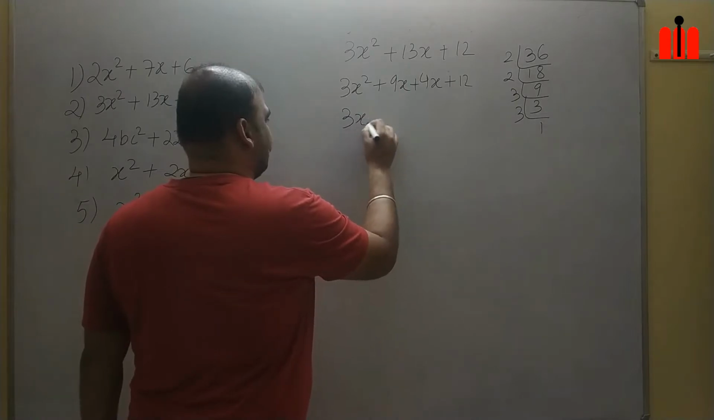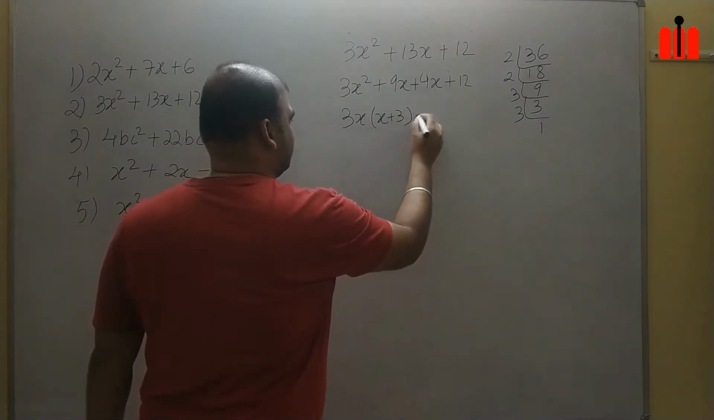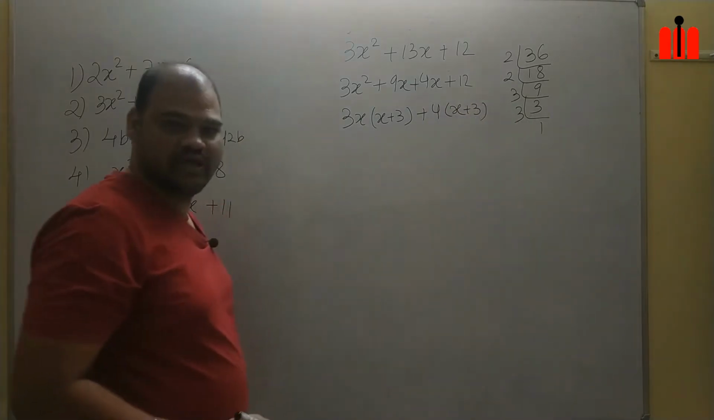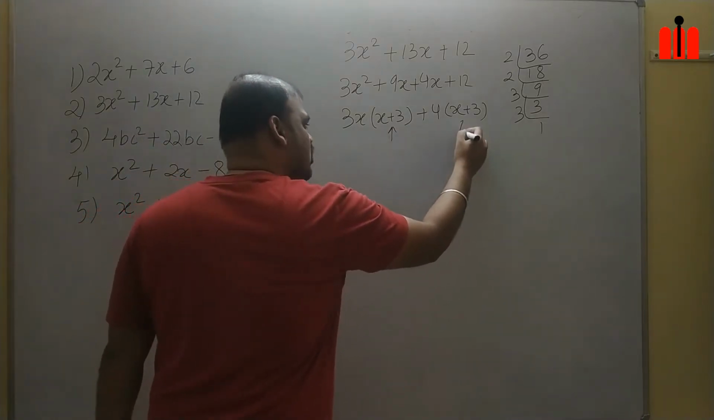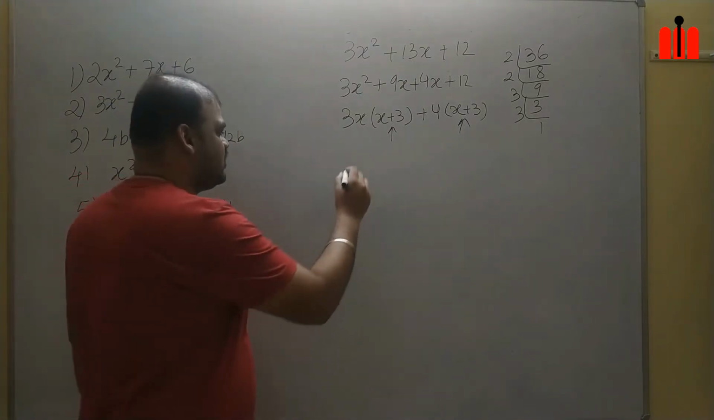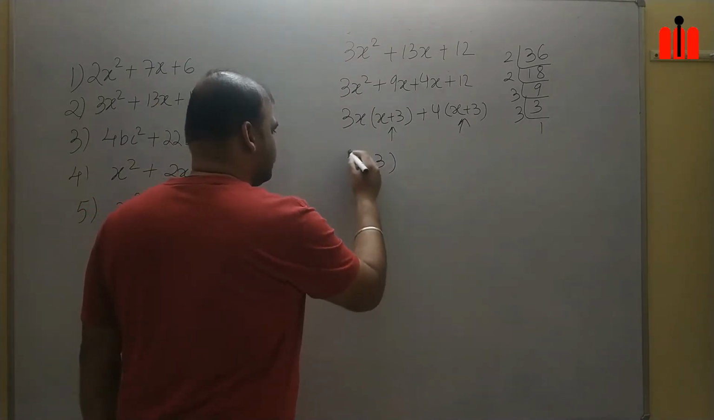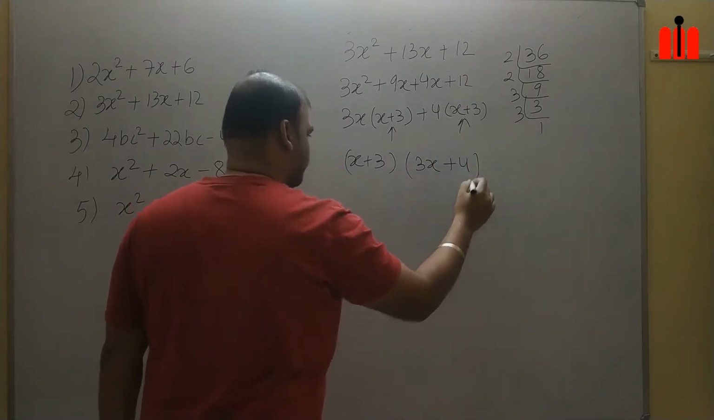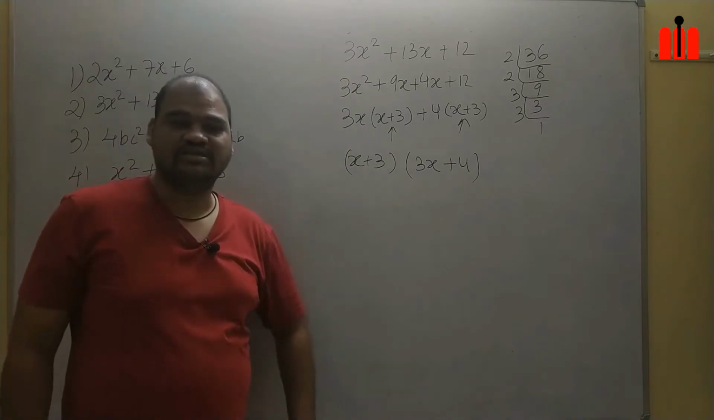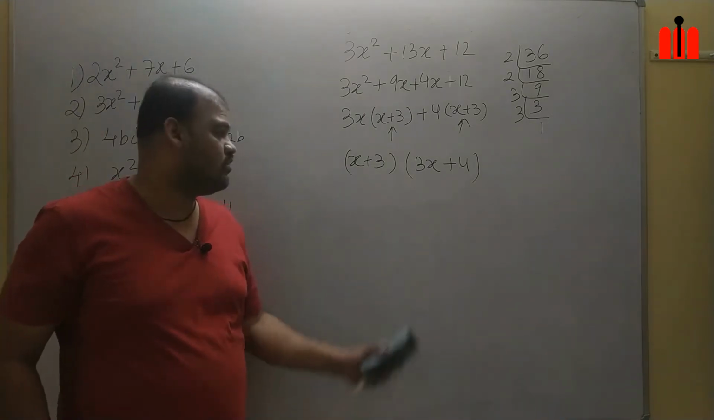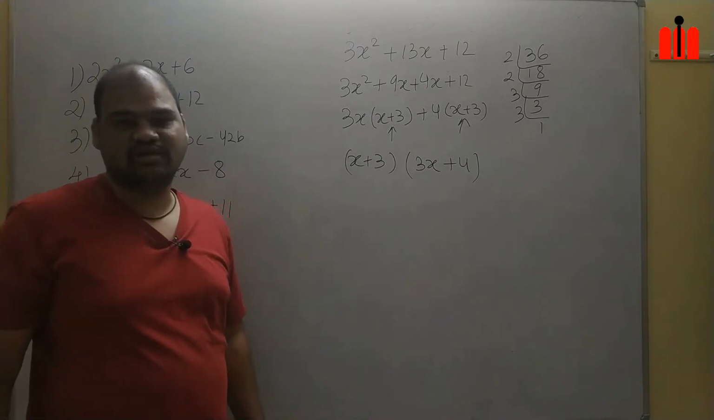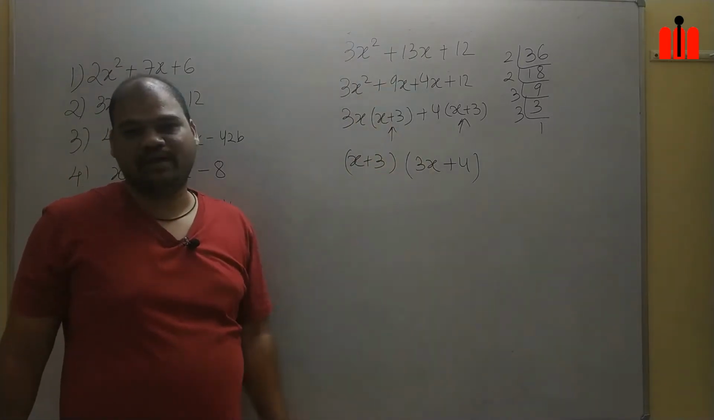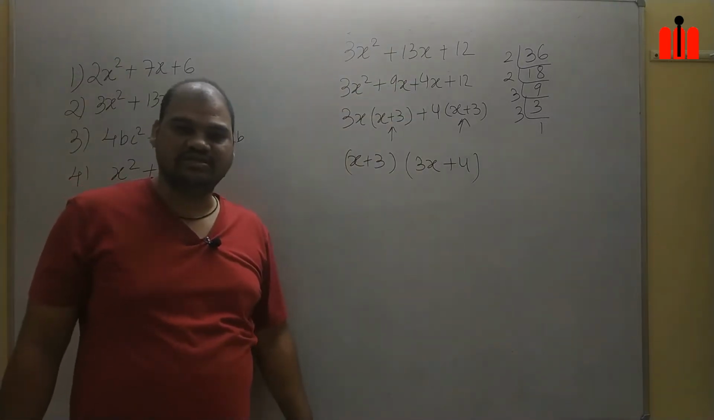Now 3x will be common, so it will be 3x(x plus 3), plus 4 will be common here, it will be 4(x plus 3). Okay, from both the terms x plus 3 is common. You can take x plus 3 common. Then inside it will be 3x, and from here it will be 4. So the factorization of 3x square plus 13x plus 12 is (x plus 3)(3x plus 4). Okay. So what we had done in this problem, we had multiplied the coefficient of x square and the constant term, which is 36.